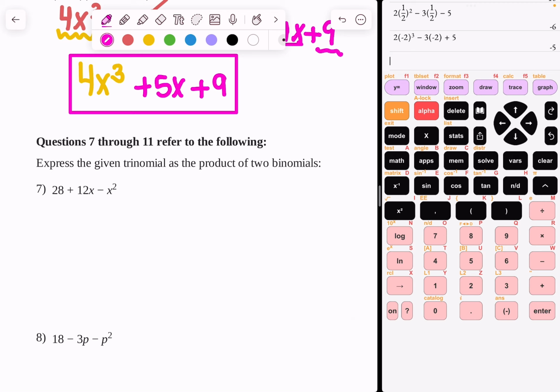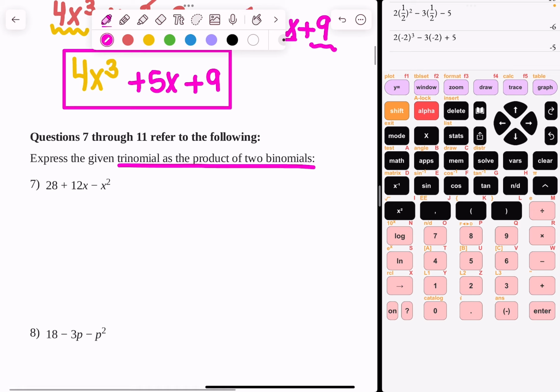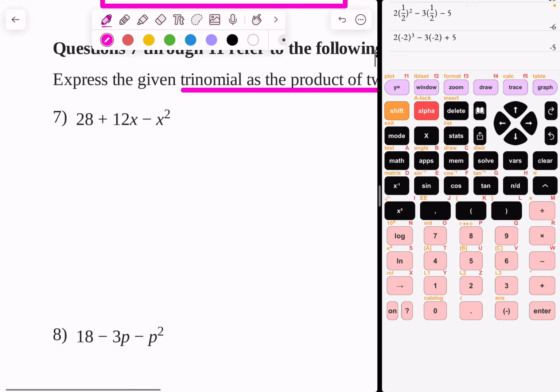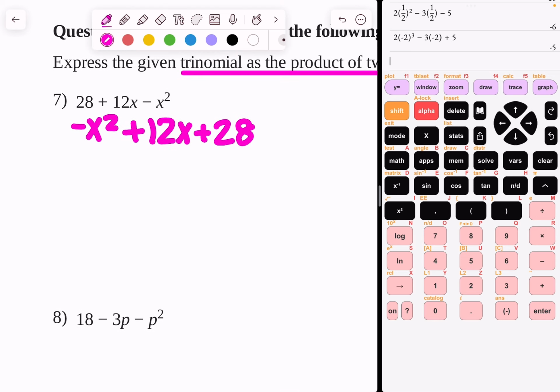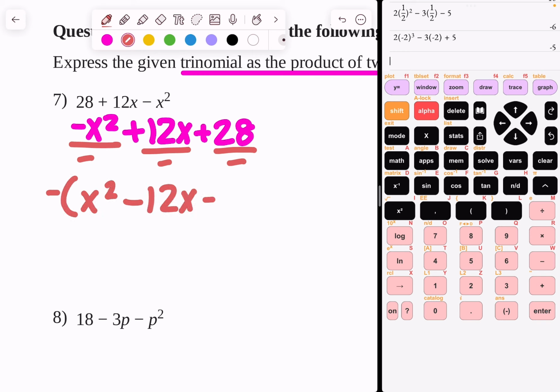Now, for these following questions, we are going to be expressing the trinomials as the product of two binomials. Basically, we're going to be factoring these. First, I want to put it in standard form. So it would go negative x squared, then the positive 12x, then the 28. Okay. I don't like having any negative in front of my x squared, so I'm going to divide out this negative. So that'll leave me with x squared minus 12x minus 28.